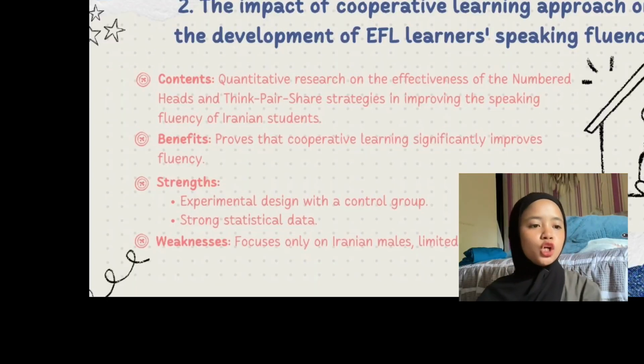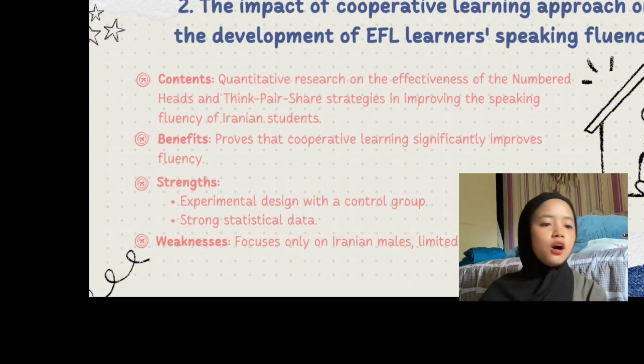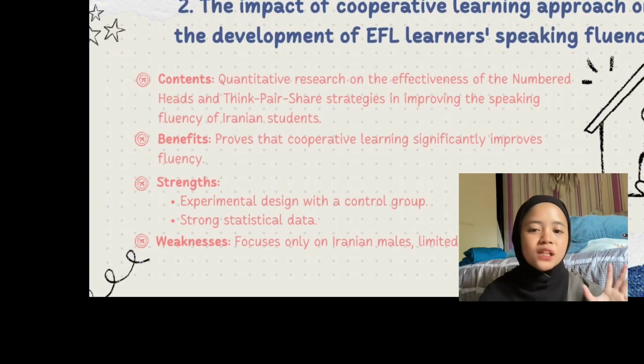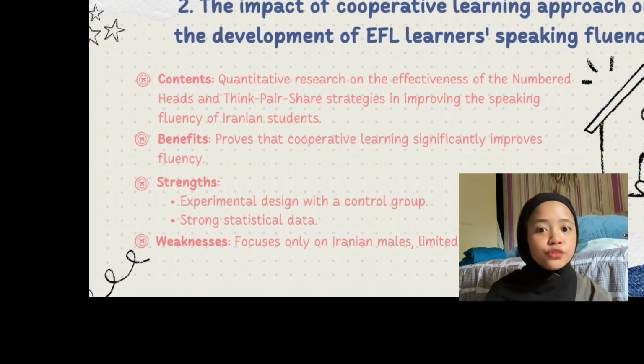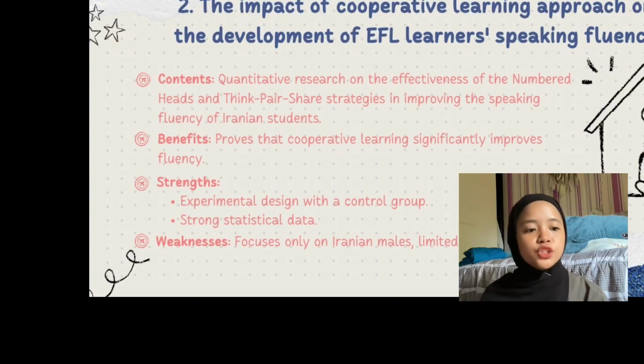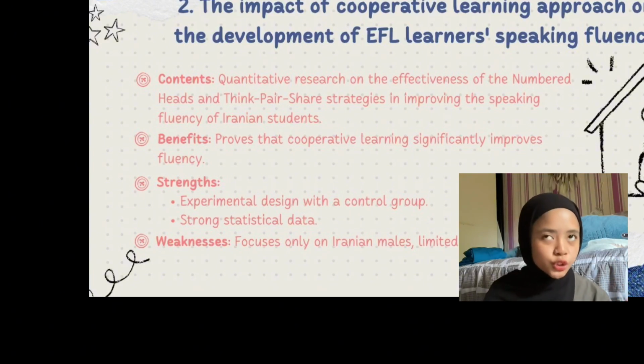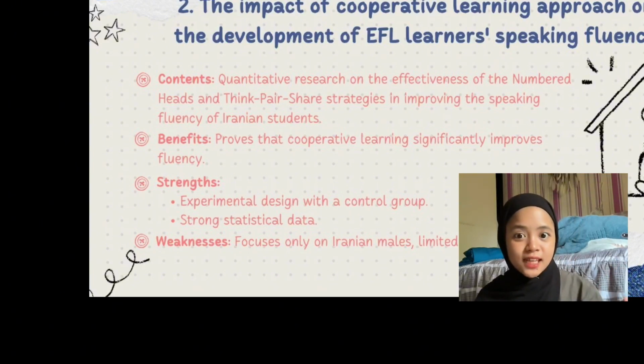The second article talks about the impact of cooperative learning approach on the development of EFL learner speaking fluency. So what is this article about? It's about quantitative research on the effectiveness of the numbered heads and think pair share strategies in improving the speaking fluency of Iranian students. What is the benefit from this article? It proves that cooperative learning significantly improves fluency. And then the strengths are this article uses experimental design with a control group and also strong statistical data.